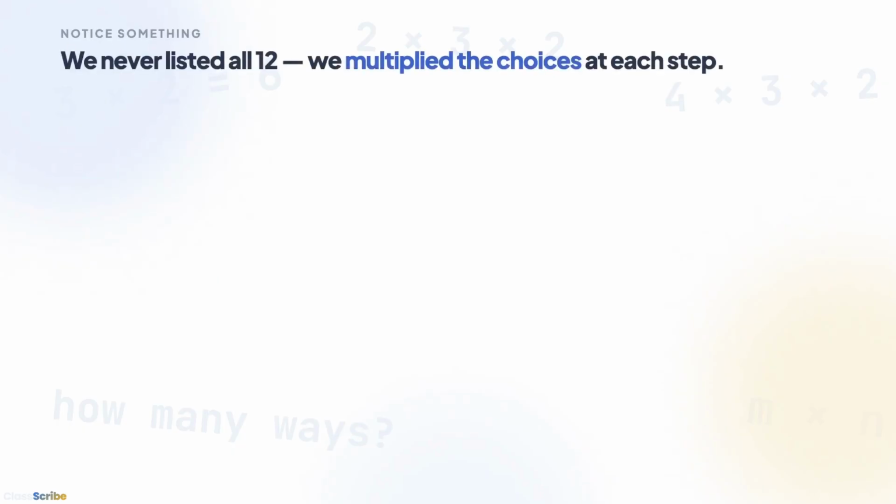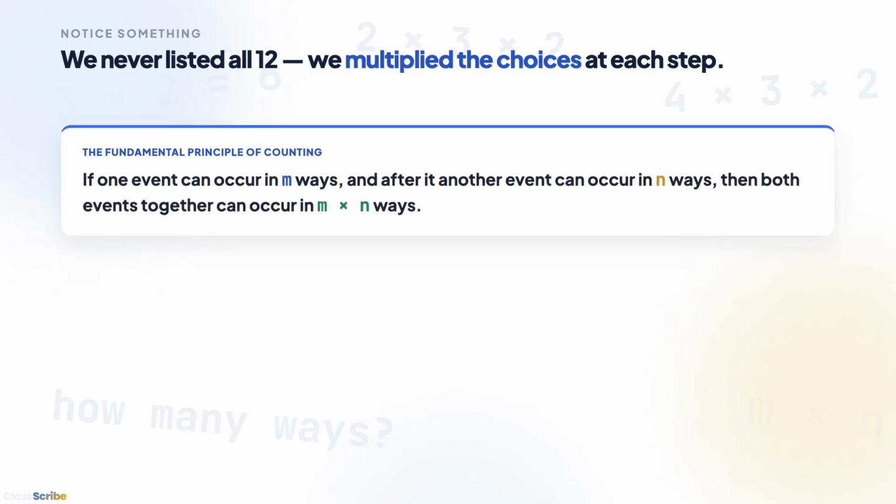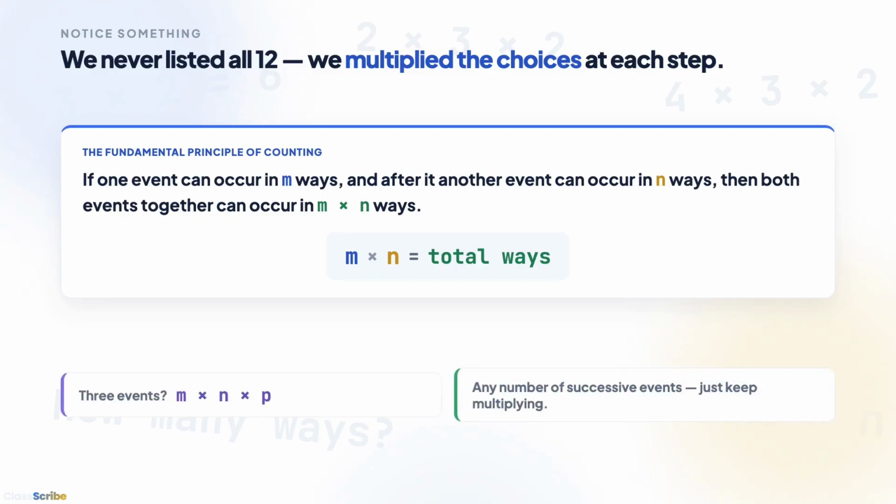Notice something interesting. We never listed all 12 combinations. Instead, we counted them by multiplying the number of choices available at each step. This idea is called the fundamental principle of counting. It states that if one event can happen in m different ways, and after that another event can happen in n different ways, then the total number of ways both events can occur is m multiplied by n. If there are 3 events, we simply multiply all 3 numbers. This principle works for any number of successive events and forms the foundation of this entire chapter.